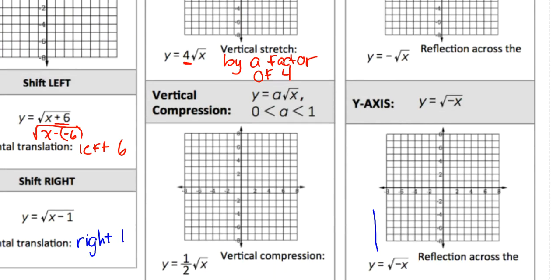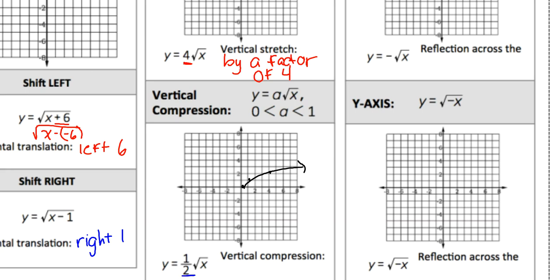Opposite of that is if I multiply by a number that is between 0 and 1, so a fraction or decimal between 0 and 1. Now all of my original points are going to get closer to that x-axis. They're getting compressed. So let's put that parent function on there again, just so we have that as a reference.